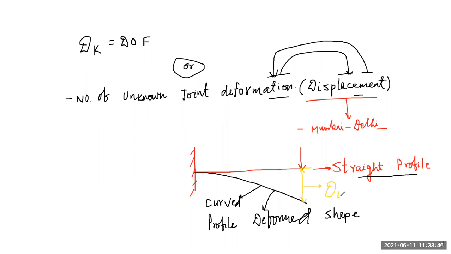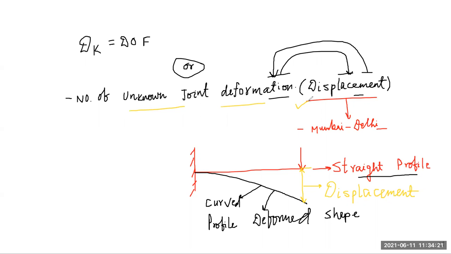I already said displacement and deformation are two different words with two different meanings. But in our structure analysis, both run parallelly, because if deformation occurs, then displacement also occurs, and if displacement occurs, then deformation also occurs. So I write here number of unknown joint deformation or number of unknown joint displacement, both statements are correct.